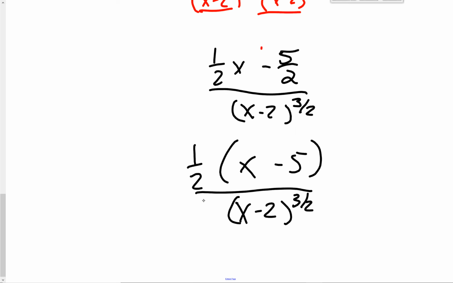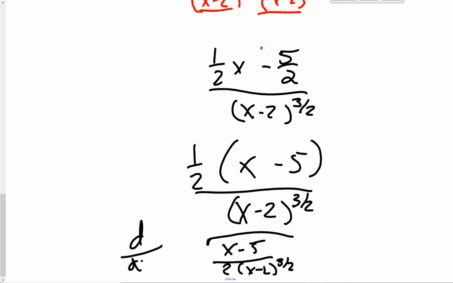That 1/2, it's the same thing, it's just putting the 2 on bottom. And so we get x minus 5 over 2 times x minus 2 raised to the 3/2. So that was our derivative. That was our derivative of the x plus 1 over square root of x minus 2. That was the derivative of that, right? So that's not where we're completely done. So that's the derivative of that.